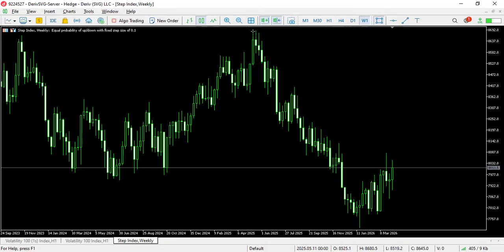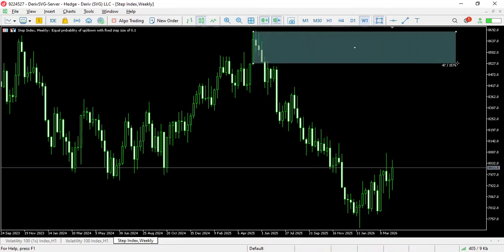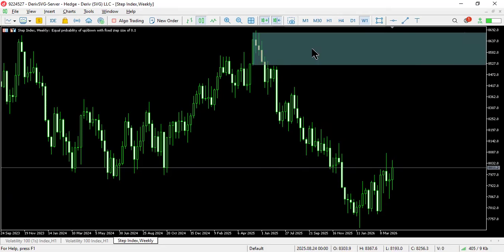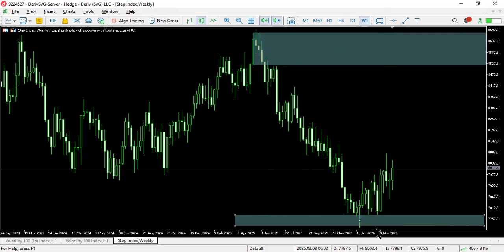But let's mark our level. We have a supply zone right there. And then down here, we have a demand zone which is forming. However, the overall bias on step index is bearish. Therefore, we are going to be looking for selling opportunities.